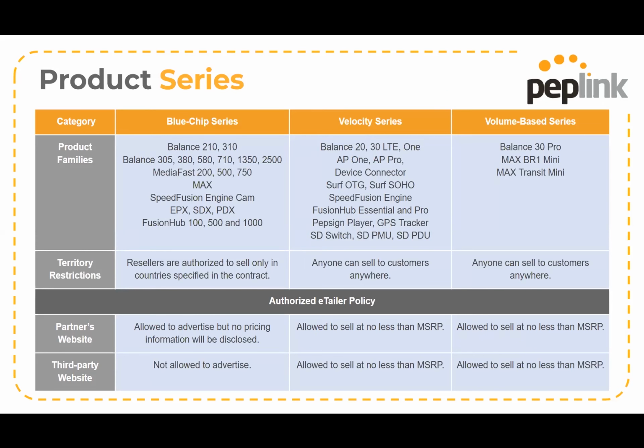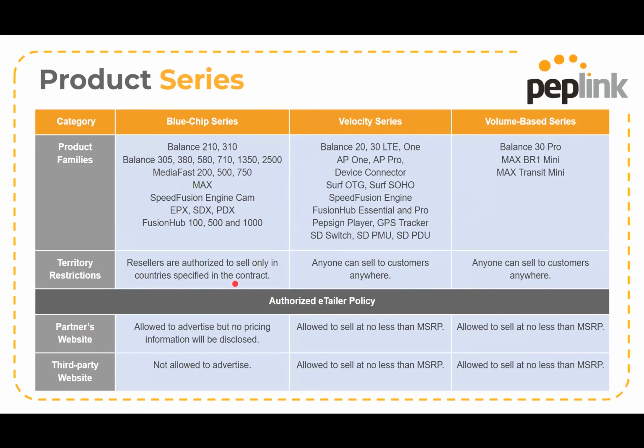And as a partner, when you showcase our products, you need to know how we group them. These devices are under blue chip. These are enterprise grade products. We also have some devices under velocity, and these are our more small business and SOHO type products that are fast movers. And we have volume based. These products actually improve on pricing based on volume.